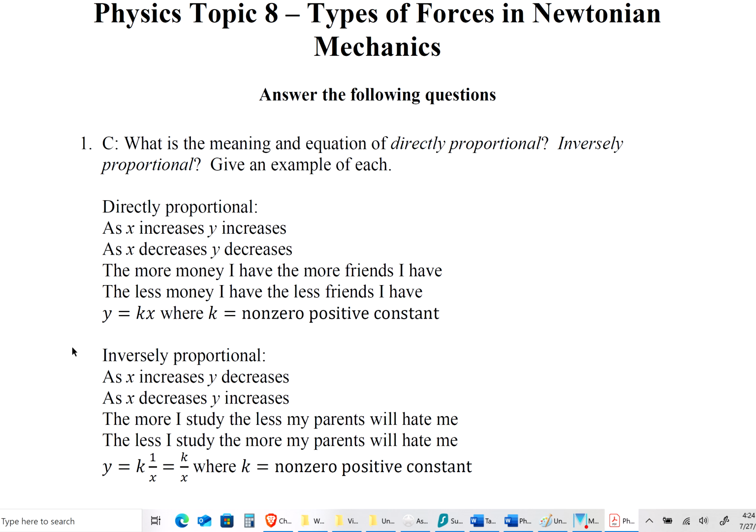So directly proportional means as x increases, y increases, and as x decreases, y decreases. An example would be the more money I have, the more friends I have. Also, the less money I have, the less friends I have. An equation for that would be y equals kx, where k is a non-zero positive constant.